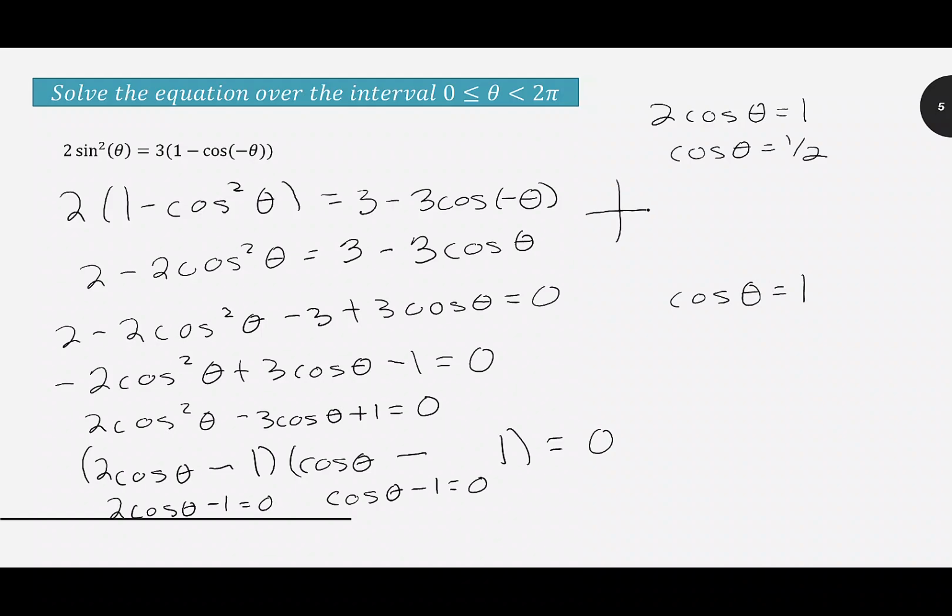Cosine of theta is positive in quadrant 1 and in quadrant 4. Cosine theta is 1/2 when theta is pi over 3 and 5 pi over 3. Cosine theta equals 1 only when theta is equal to 0. We have 3 solutions for theta. We have 0, pi over 3, and 5 pi over 3. Notice when I can put in exact answers, I do, but if I need to use my calculator to get the inverse, then I'll rely on decimals.